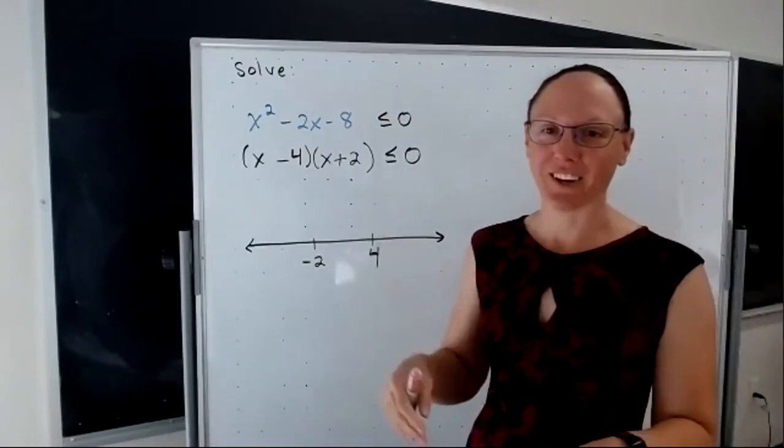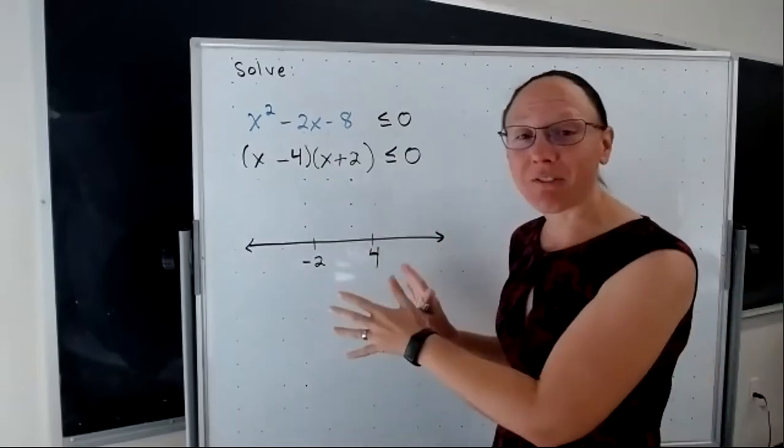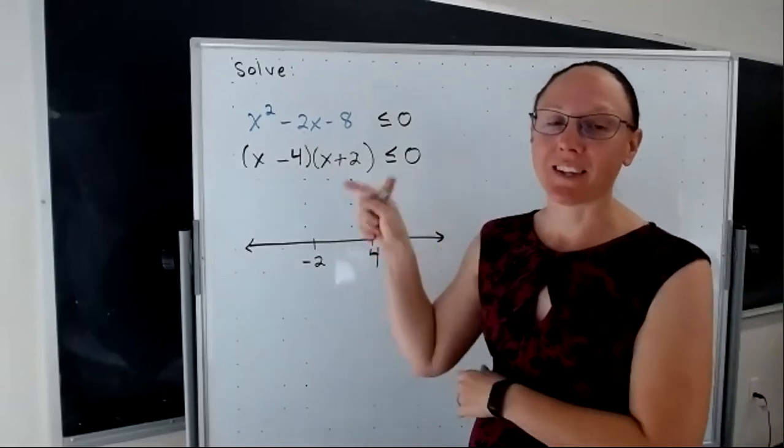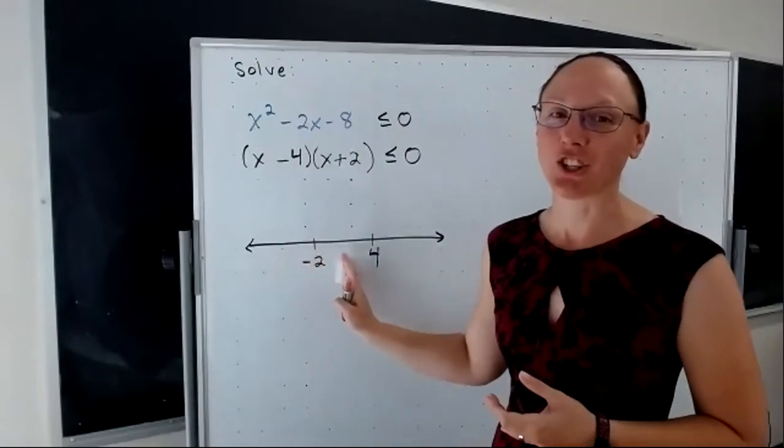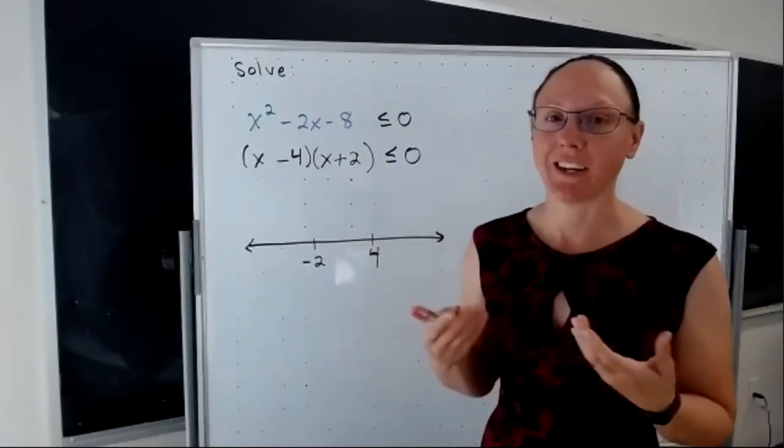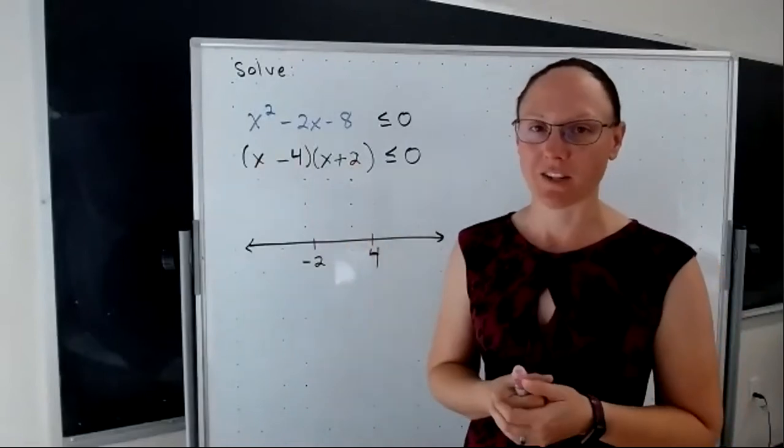Okay, it's all good. So now that I've got the numbers on the number line that make these pieces equal to 0, we're going to do a test case in each of these regions and just figure out whether the whole thing works out to be positive or negative.